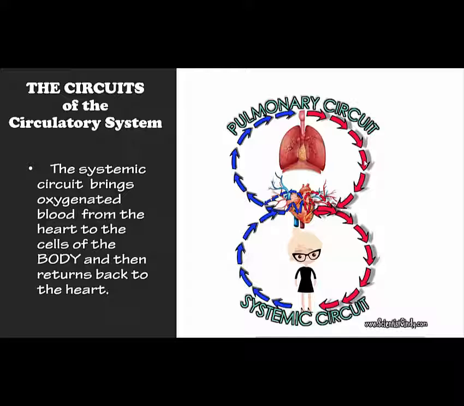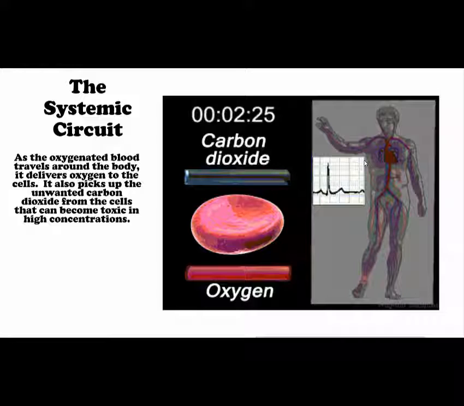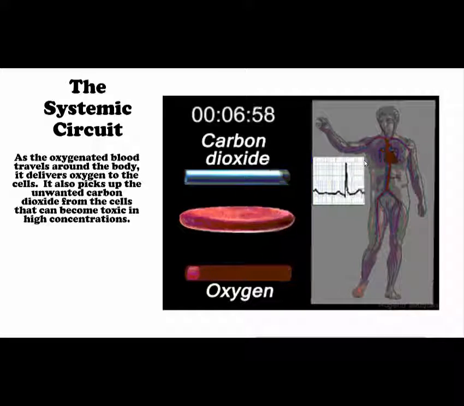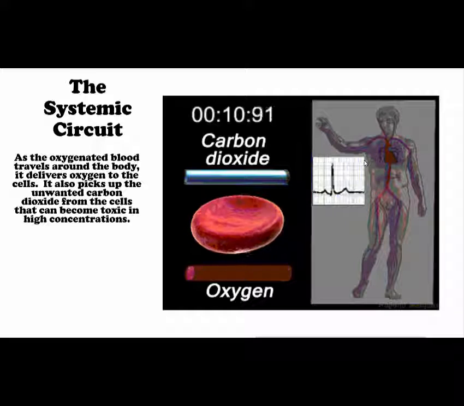The systemic circuit brings oxygenated blood from the heart to the cells of the body and then returns back to the heart. As the oxygenated blood travels around the body, it delivers oxygen to the cells. It also picks up the unwanted carbon dioxide from the cells that can become toxic in high concentrations.